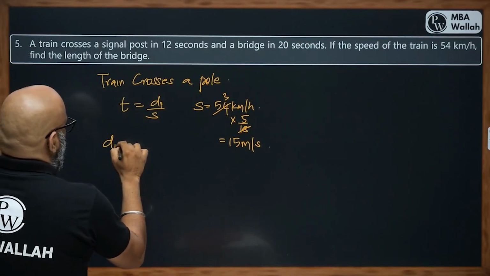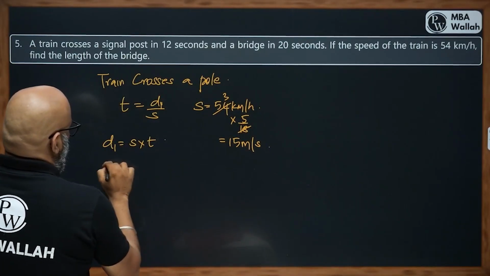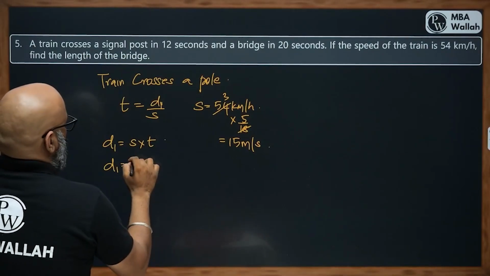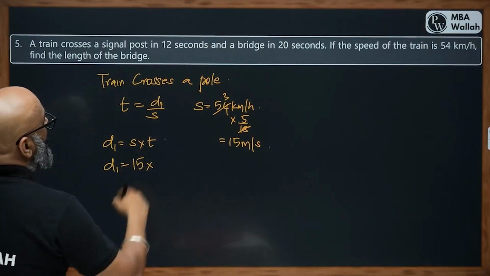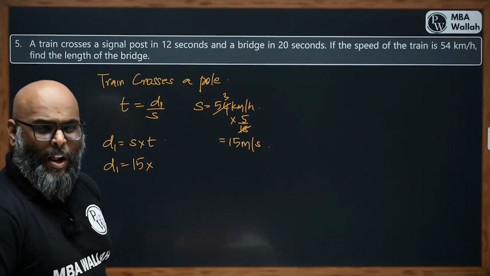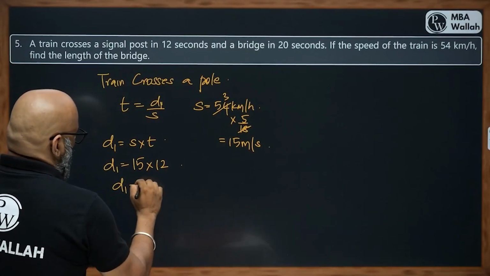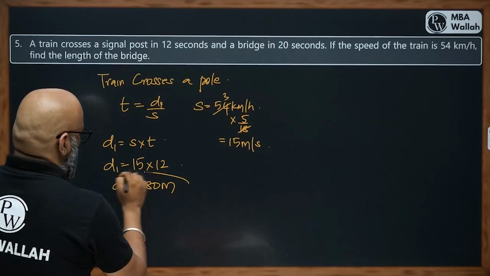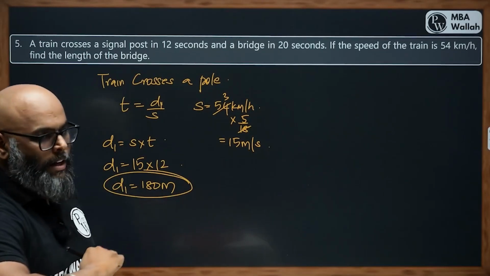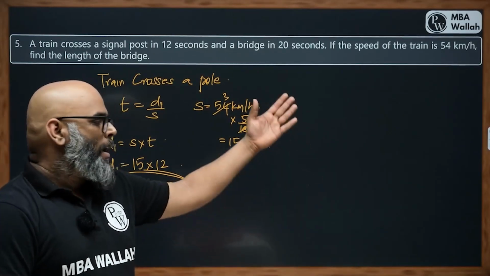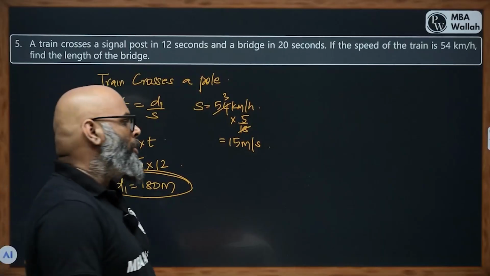So d1 is equal to s into t. d1 is equal to, the speed is 15 meters per second, time taken to cross the pole is 12 seconds, so that's into 12. So d1 is equal to 180 meters. We have the length of the train as 180 meters. Let's plug it in the next case to find the length of the bridge.